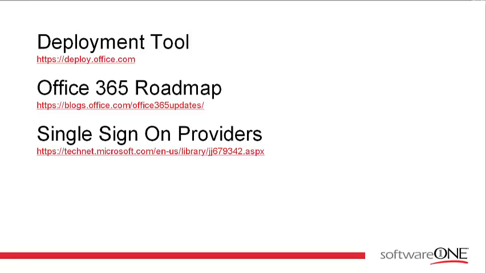Lastly, here are some great links for you to go to. The first is the deployment tool, deploy.office.com. That's the Office 365 deployment tool. You'll need that, especially when you're deploying Office 365 locally, so that it just hits your internal net and doesn't bring down your internet. The Office 365 roadmap site, again, where are they going? When are they going to make changes? How do you prepare for them? And then a very extensive list of single sign-on providers.